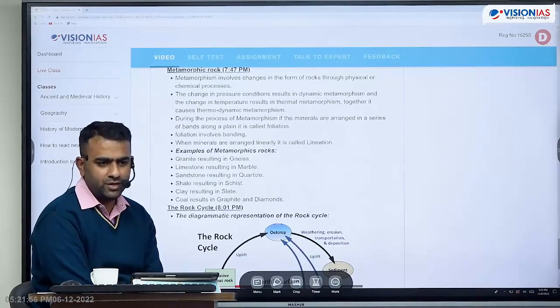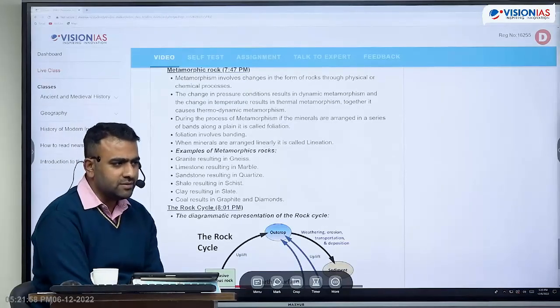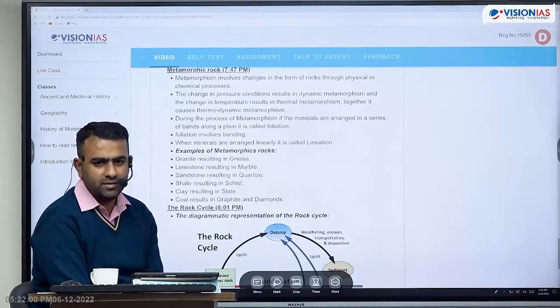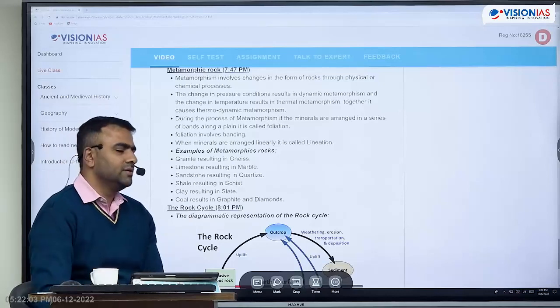Foliation. When the minerals get arranged along planes, it looks like bands. That is what banding is.